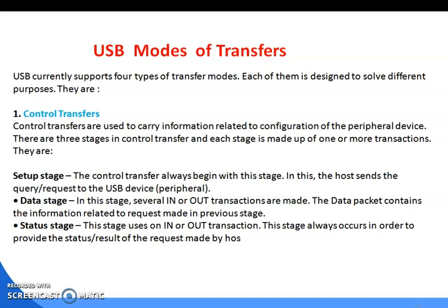So next is the setup stage. The control transfer always begins with this stage. In this, the host sends the query request to the USB device. Data stage. In this stage, several IN or OUT transactions are made. The data packets contain the information related to the request made in the previous stage. Next is the status stage. This stage uses one IN or OUT transaction, and this stage always occurs in order to provide the status result of the request made by the host. So these are the control transfer.